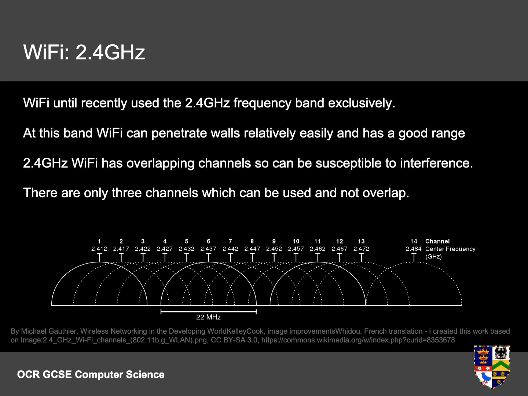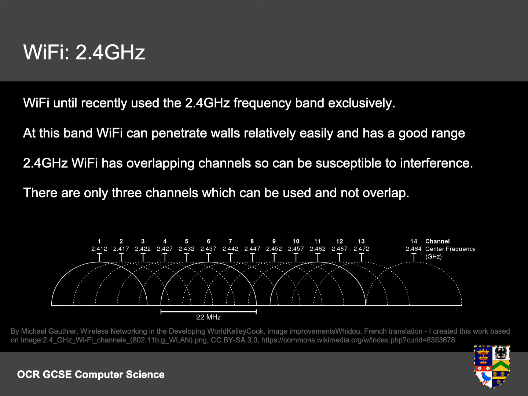Now, Wi-Fi using the 2.4 gigahertz frequency band is very good at penetrating walls. So it can travel through multiple walls before the signal becomes too weak to actually form any useful data. A problem the 2.4 gigahertz band does have is that there are a lot of overlapping channels. So when they set these channels up, they probably weren't expecting Wi-Fi to be as common as it is now. If you look at the picture below, you can see the channels 1 through to 14, and all of them pretty much overlap another channel.